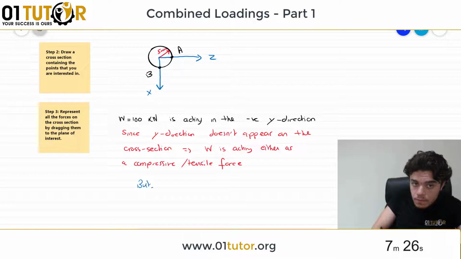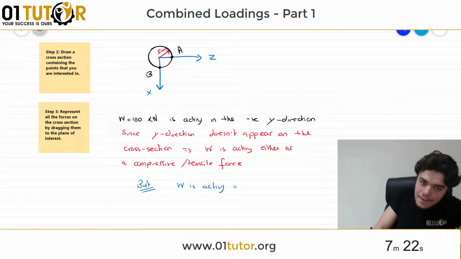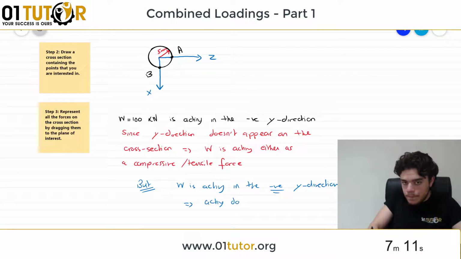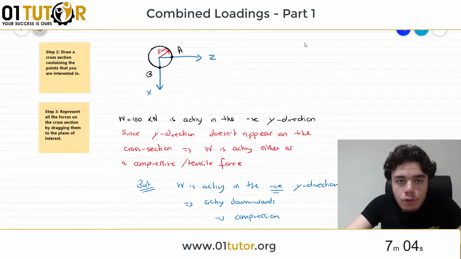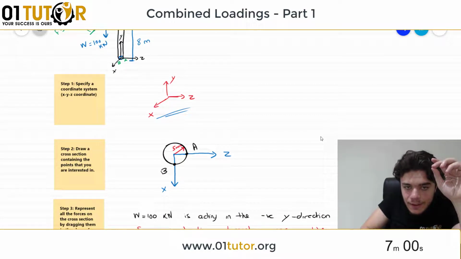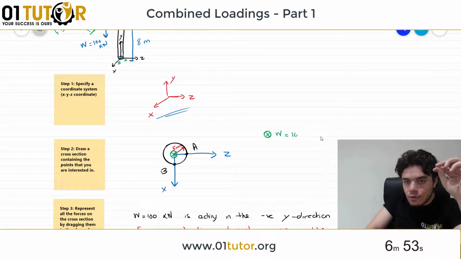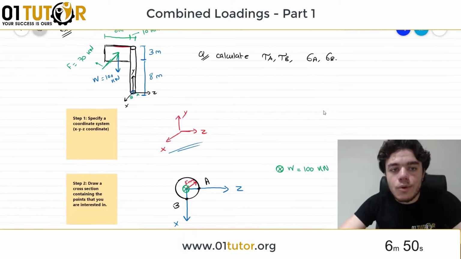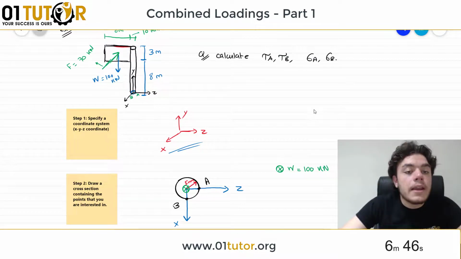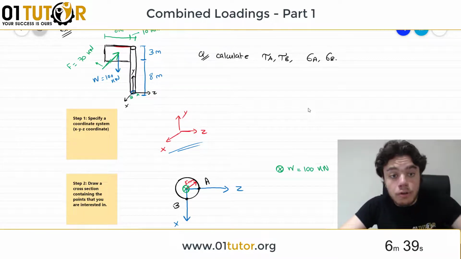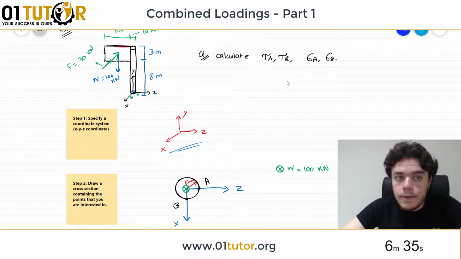Okay. But W is acting in the negative Y direction, meaning it's acting downwards according to our sign convention, so this means it's causing compression. And how do we represent it on the cross section? We're going to represent it like a cross, where the cross that you see in here is W equals 100 kilonewtons. So we drag W and put it on the plane of interest. It's acting in the negative Y direction, which means it is causing compression on the cross section according to our chosen coordinate system, X, Y, and Z.